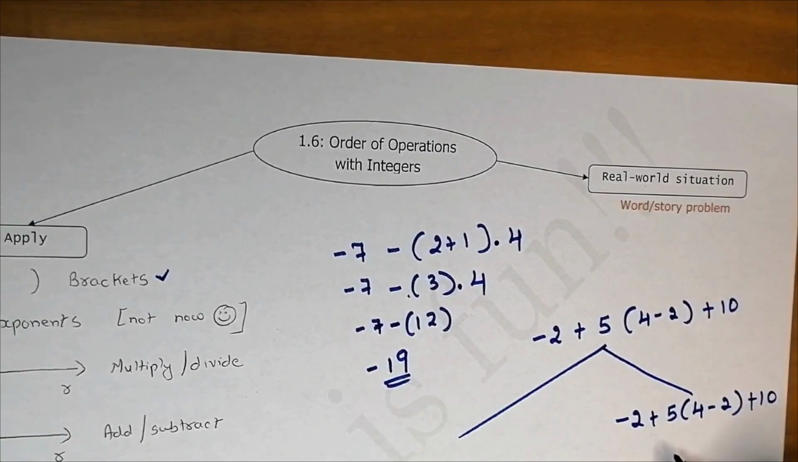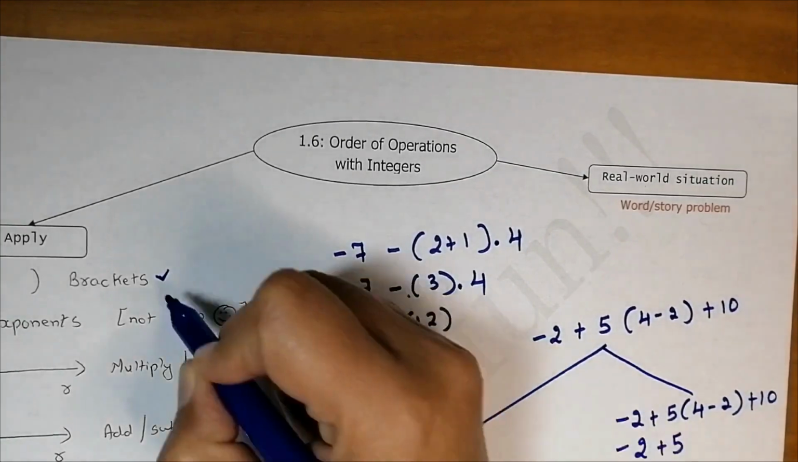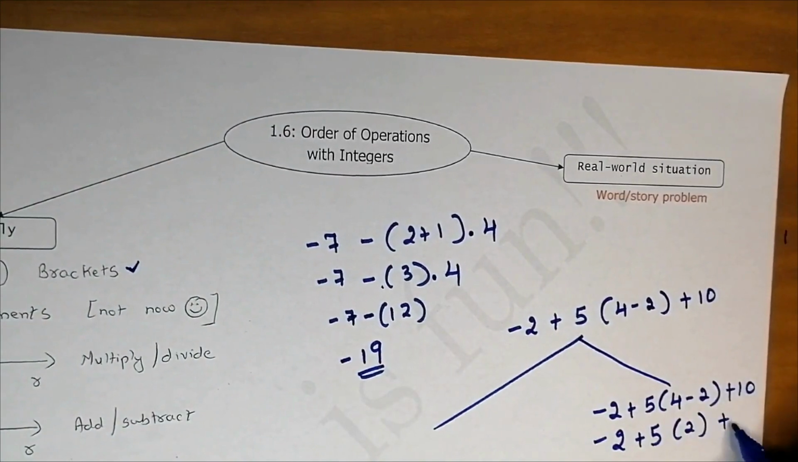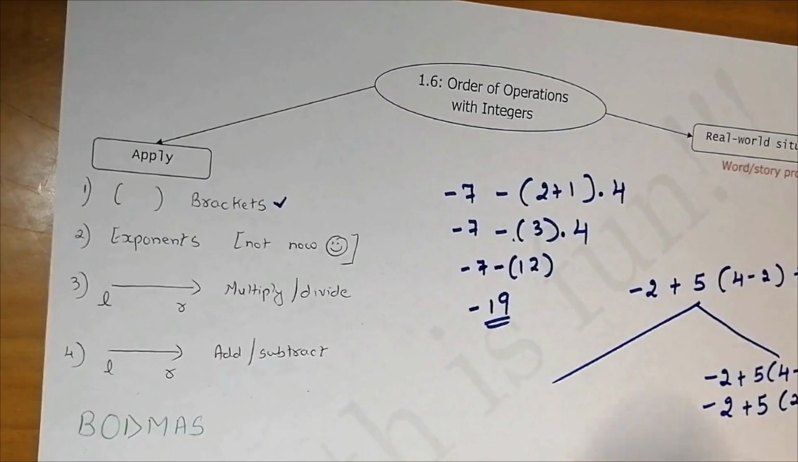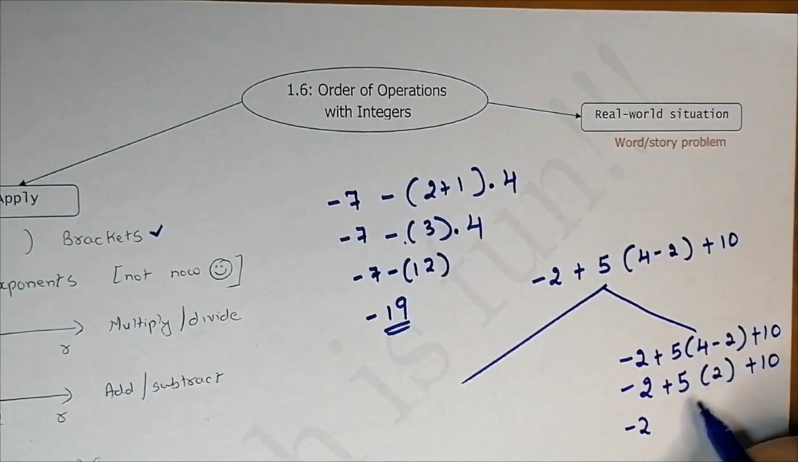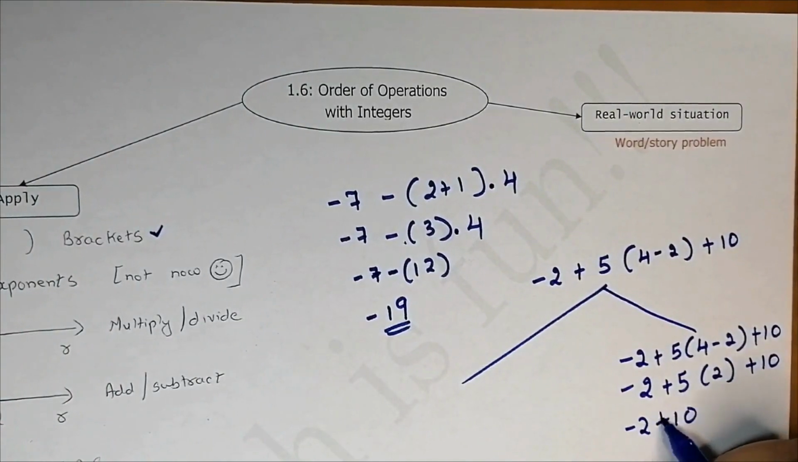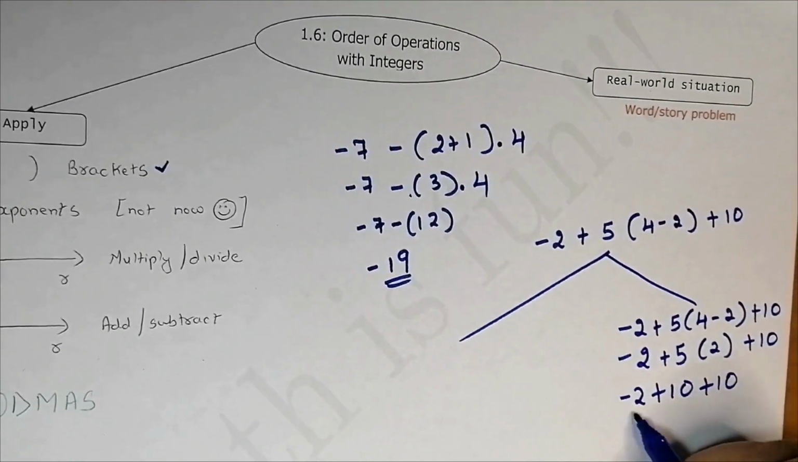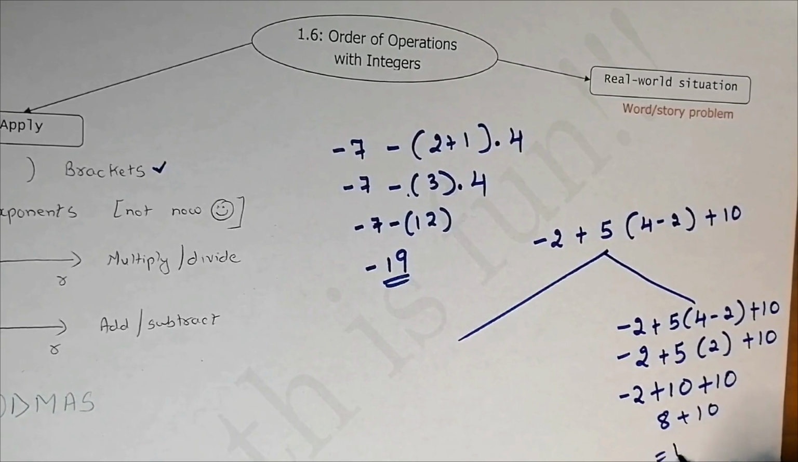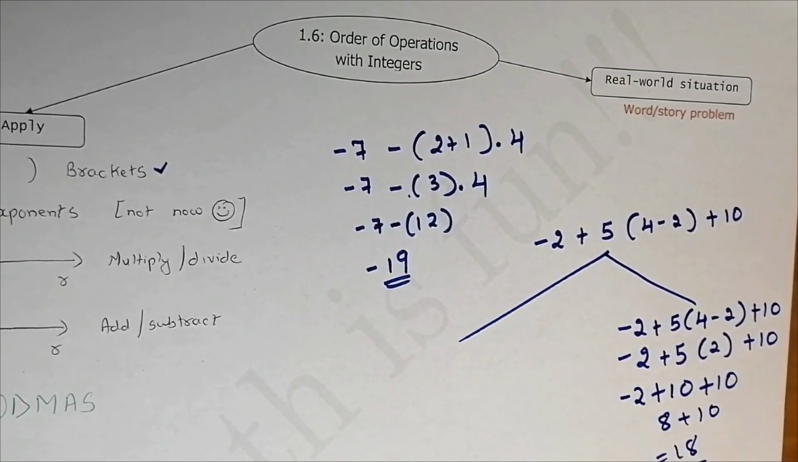So now, what do we do? We put -2 as it is, plus 5 as it is, because we'll be solving the brackets first, right? So this is 2 and here 10. Fine. Then we go to multiplication and division, right? So -2 remains as it is. 5 times 2 is 10, and both are positive. So this is positive plus 10, right? So you can do -2 and plus 10 as plus 8, and then get 18. So this is the answer here, right?